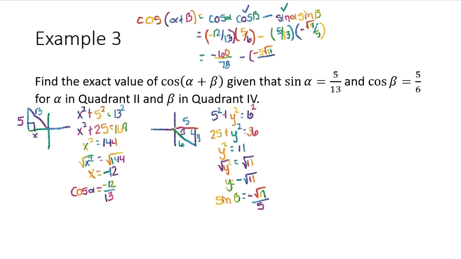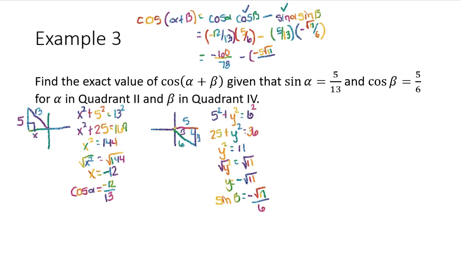And then in the denominator, that should be square root of 11 over 6, shouldn't it? Sorry about that. That should be over 6 right there, because that one should be over 6 right here. The hypotenuse was 6, it wasn't 5. Sorry about that.